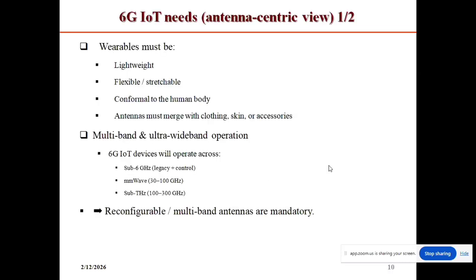From the antenna point of view, a wearable antenna for this application should be lightweight, flexible and stretchable, and conformal to the human body. The antenna must merge with cloth, skin, and accessories. An antenna designed for 6G applications should also support multi-band and ultra-wideband operation. Since 6G applications occupy sub-6 GHz, millimeter-wave, and sub-terahertz bands, antennas should operate at different frequency bands.